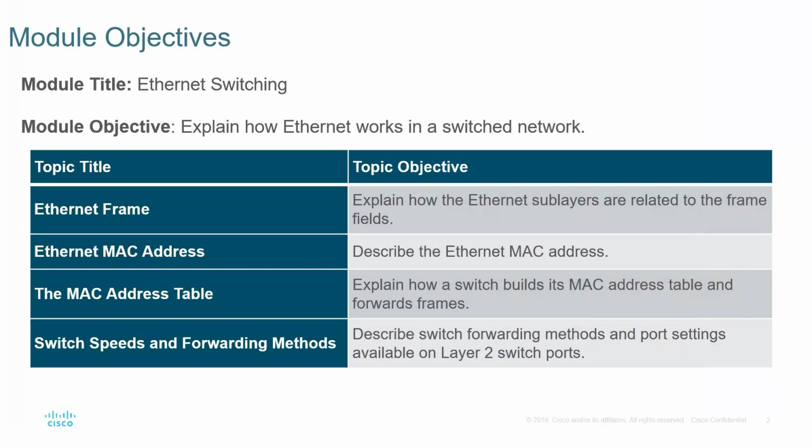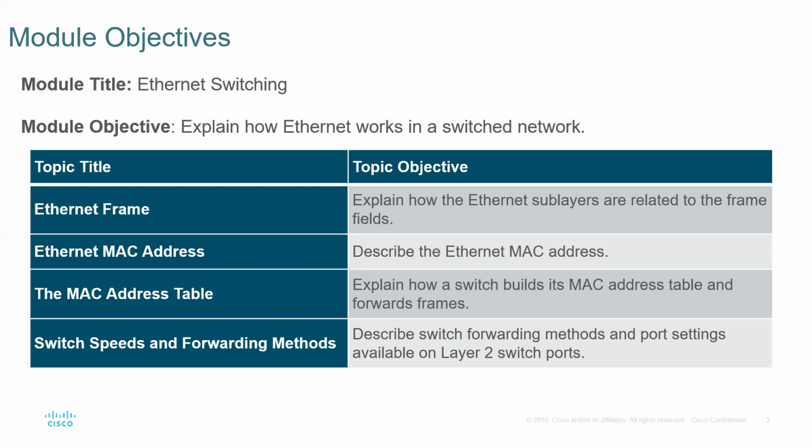Module objective. The module objective is to explain how Ethernet works in a switched network. We are going to be looking at explaining how the Ethernet sublayers are related to the frame fields. We describe the Ethernet MAC address, explain how a switch builds its MAC address table and forwards frames, and describe switch forwarding methods and port settings available on layer 2 switch ports.